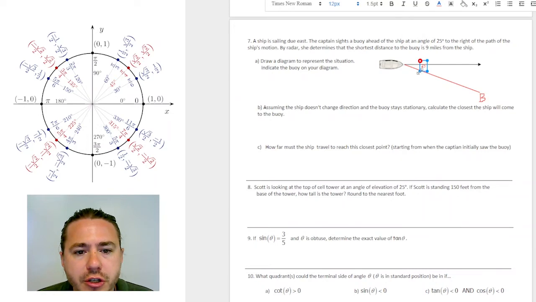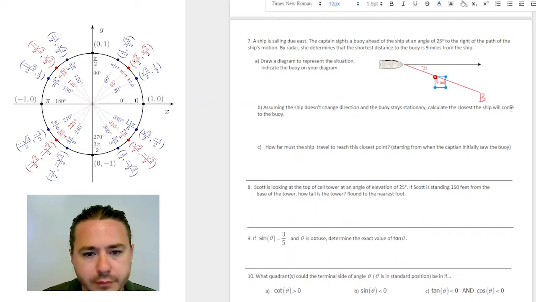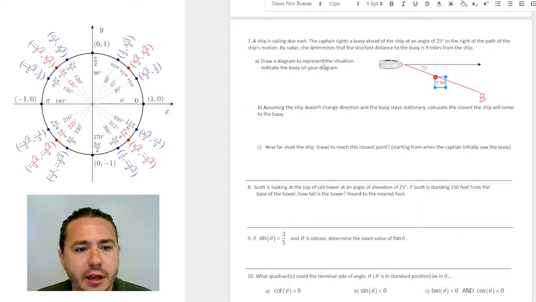By radar, she determines that the shortest distance to the buoy is 9 miles from the ship. So that would be this side right here. So 9 miles. Draw a diagram that represents the situation. Okay, I think we pretty much got that. I'm going to do a little right angle here.